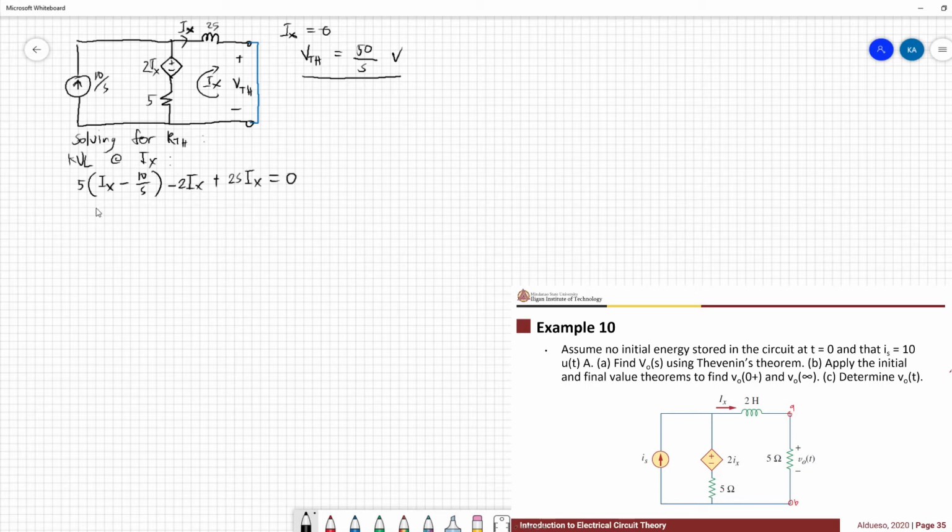So solving for Ix, we have Ix times 2s plus 3 equal to 50 over s, or Ix equivalent to 50 over s times 2s plus 3. Now ZTH is equivalent to VTH over Ix, equal to 2s plus 3.